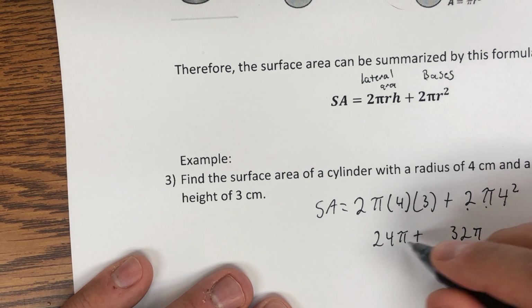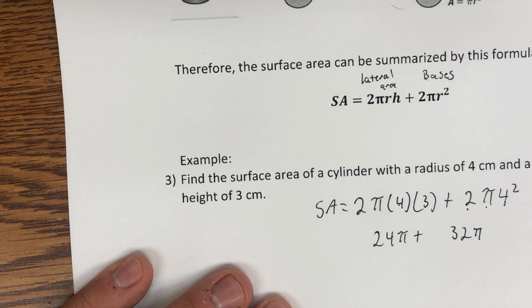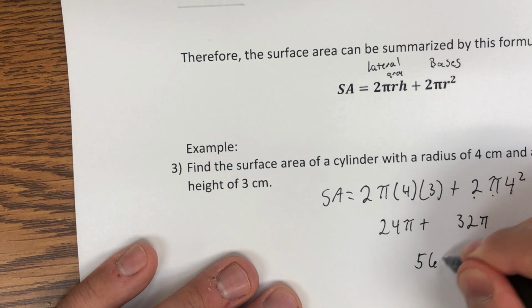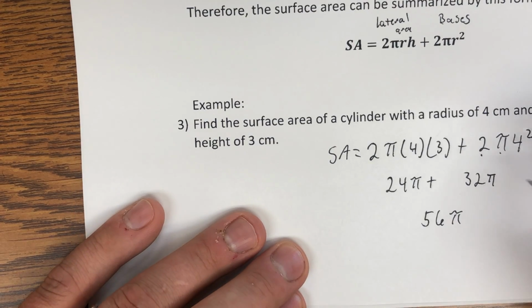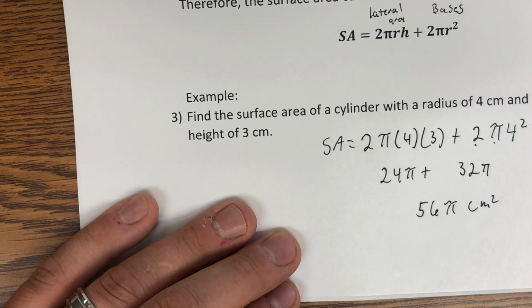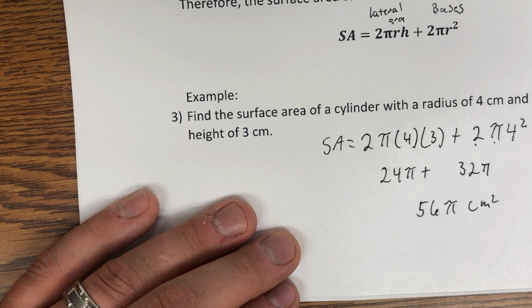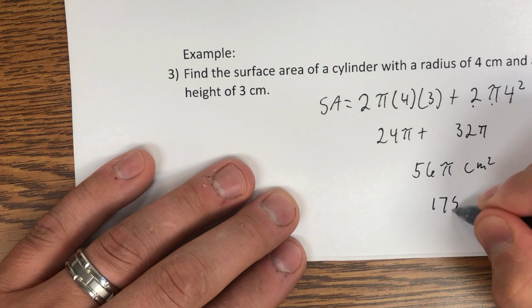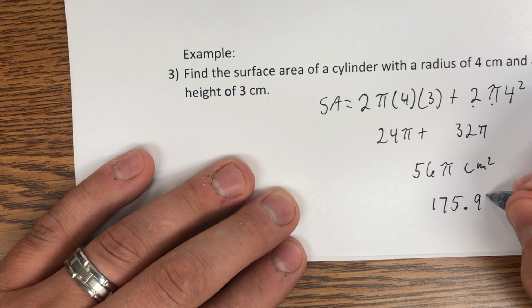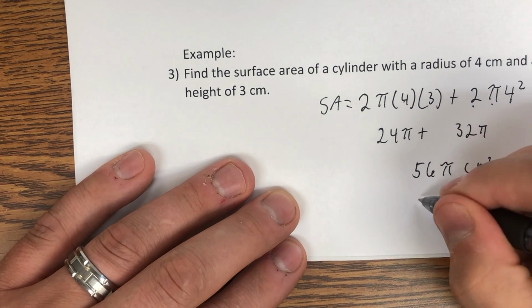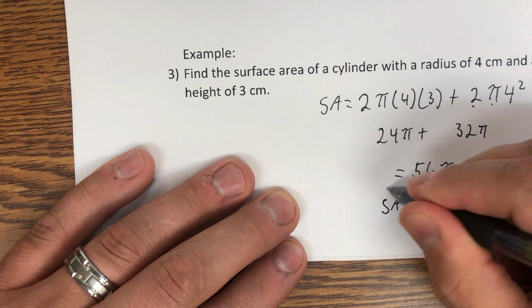These are like terms. They both have a pi. 24 plus 32 is 56 pi. And that would be in centimeters squared. So that's the exact area. If you would like, you could also get the approximation by multiplying 56 by pi. And that is approximately 175.93 centimeters squared. And that's our surface area.